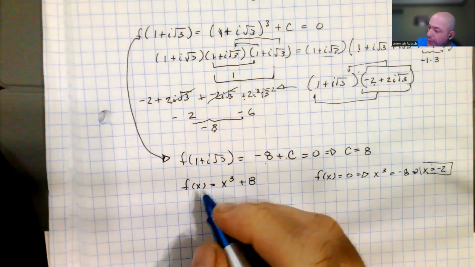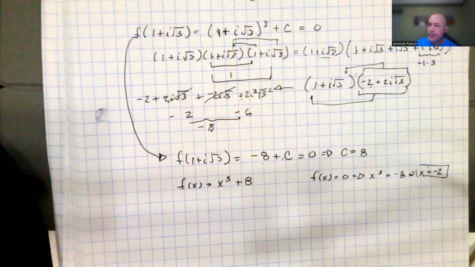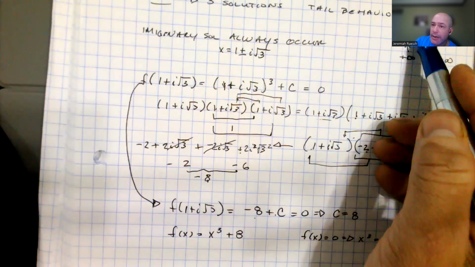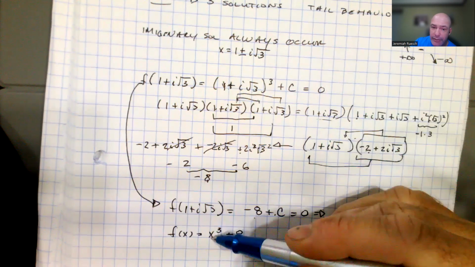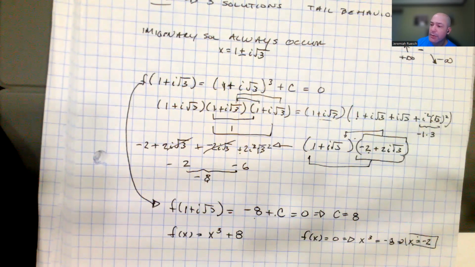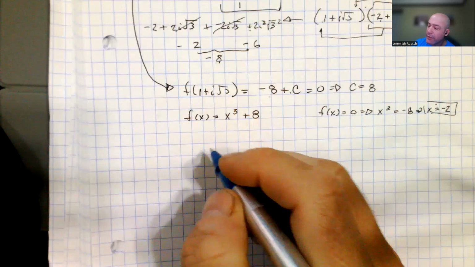So to graph this, we know, as we mentioned up here, that it's going to have a tail behavior that goes to negative infinity and positive infinity because the leading coefficient is a positive one. And we know its x-intercept is at -2. That's helpful in graphing. It's also part of the reason why I solved it. So we have a cubic shape.